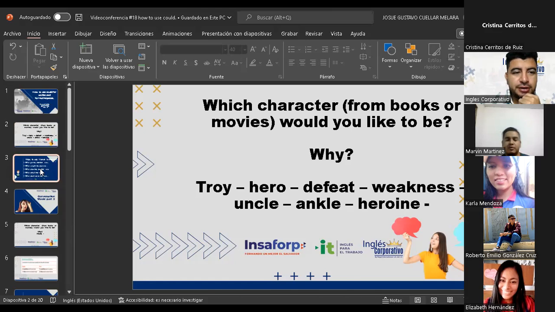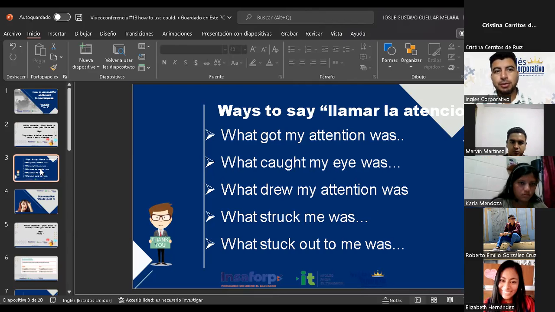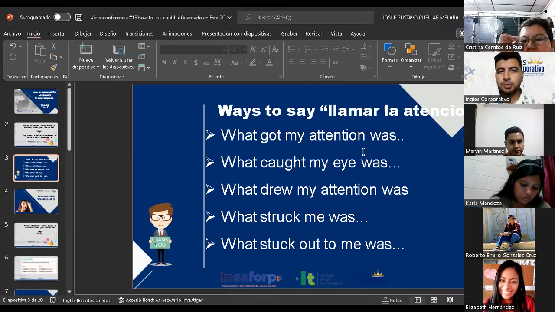Now let's move. We're going to continue with this question later. Here we have this. Ways to say llamar la atención. But when we say llamar la atención, it's something that is interesting for you. Something that maybe you want to talk about because it seems good for you. Algo que le llama la atención. Algo que es interesante, algo que ustedes consideran que bueno, podría ser, it could be from a conversation, from a movie, from a book, from a text, from news, de las noticias, from some videos, audios, the class, from your work, from wherever, donde sea.